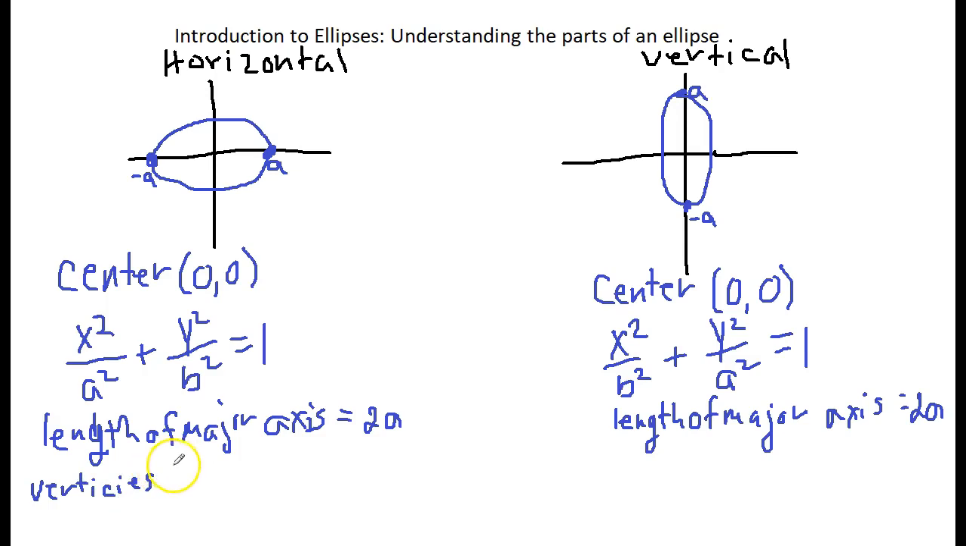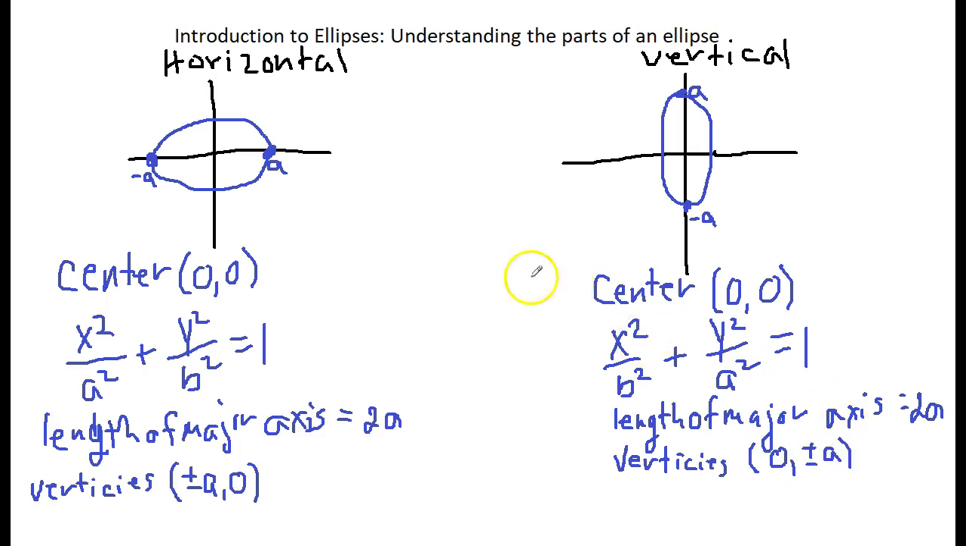The vertices are plus or minus a, comma, 0. And the vertices for the vertical ellipse, remember a is under y, so it's going to be 0, comma, plus or minus a.